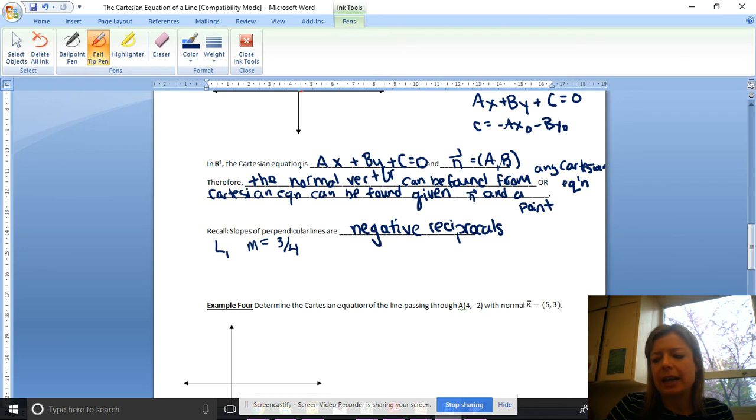Okay, so let me say that again. If you know A and B, then those are the coordinates of the normal. Or if you know the coordinates of the normal, you can use that to come up with the Cartesian equation of the line. So the normal vector can be found from any Cartesian equation, and the Cartesian equation can be found given the normal and a point.